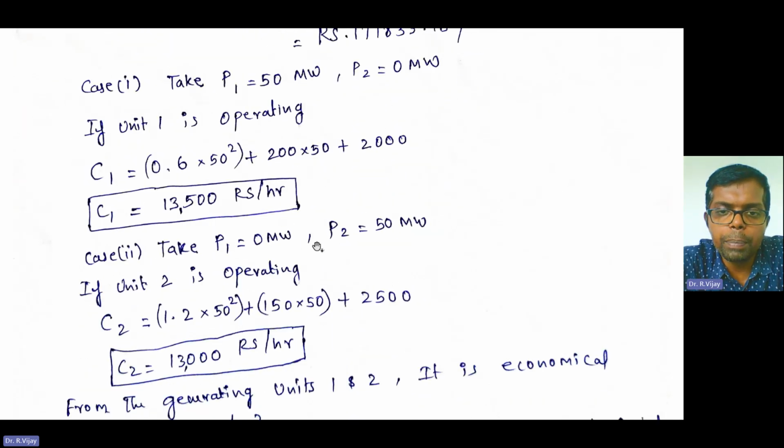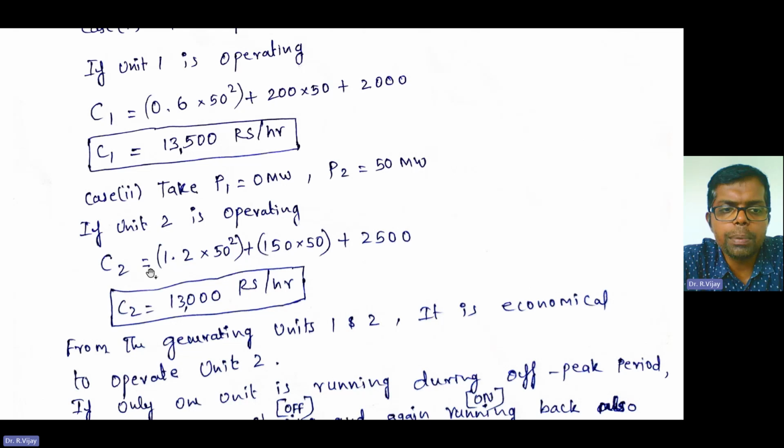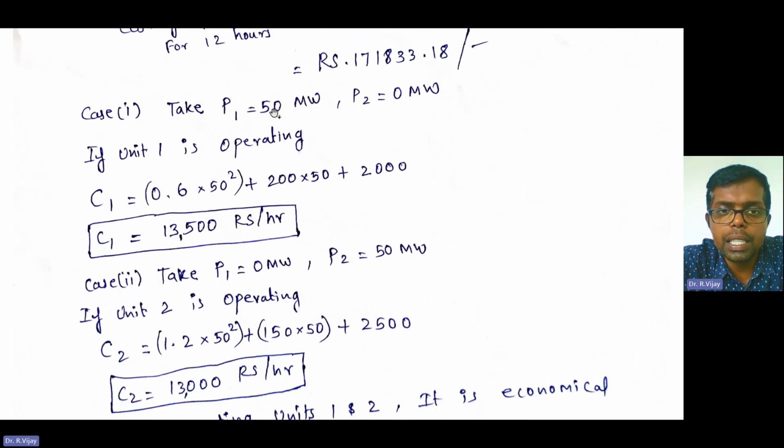Now we are substituting the 50 megawatt for only one unit operating. Take P1 equal to 50 megawatt and P2 equal to 0 megawatt, with unit 1 alone operating. Then we substitute in cost function 1, that is 0.6 P1 square plus 200 P1 plus 2000 rupees per hour. Substituting P1 as 50 megawatt, we calculate C1 as 13,500 rupees per hour.